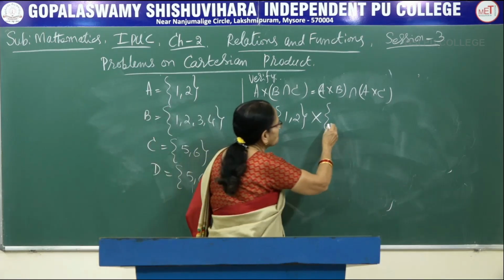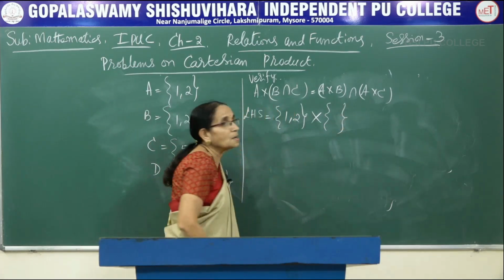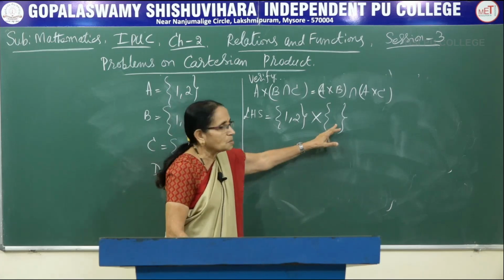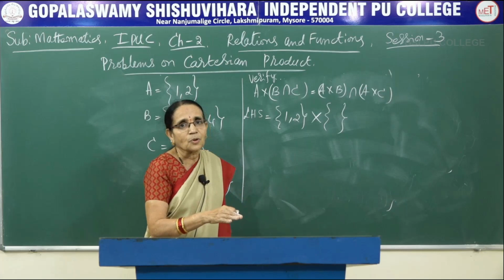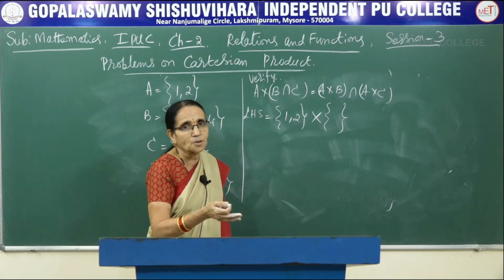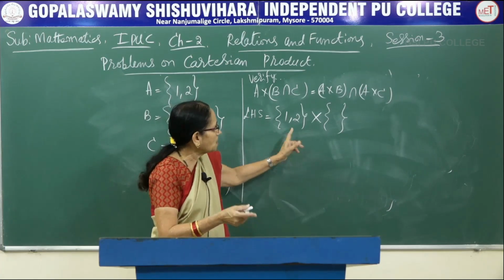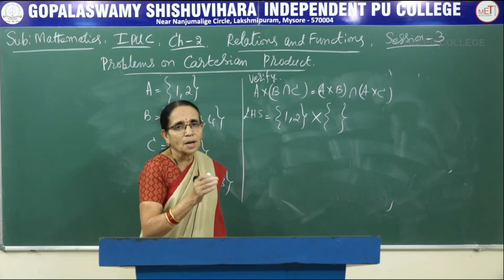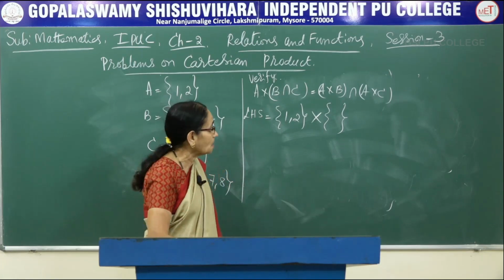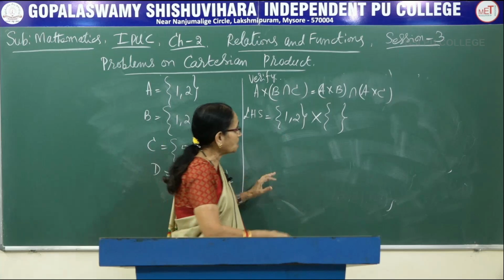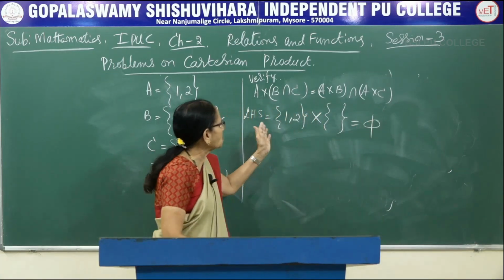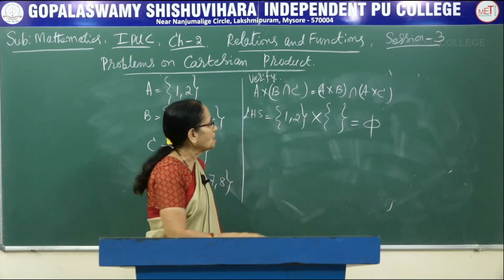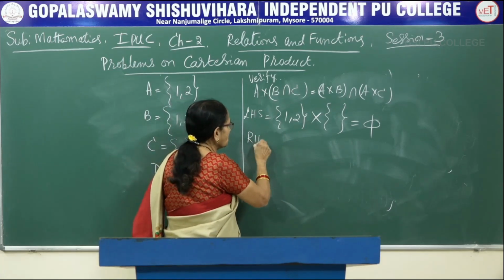So what is B intersection C? It is a null set. That means nothing is there. Don't write 0 there. I have given another piece of information when I did the Cartesian product: if any one of the two sets is a null set, then the Cartesian product is also a null set. So directly we got the left hand side to be a null set. Now come to the right hand side.